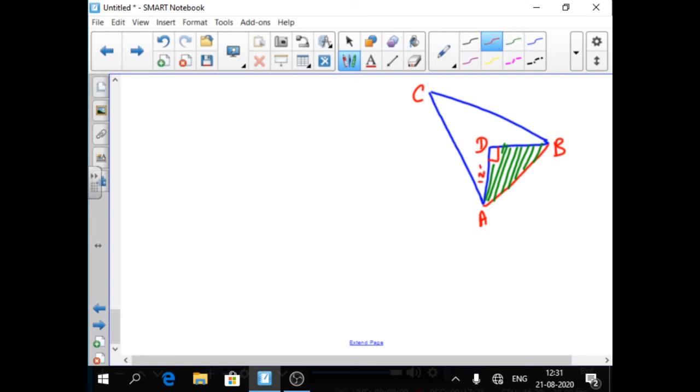This is 12 cm and this is 16 cm. This is 42 and this one 34 cm. So first, to find the unshaded region, you have to find the length of AB, because we are going to find the area of ABC. Then find the area of ABD.